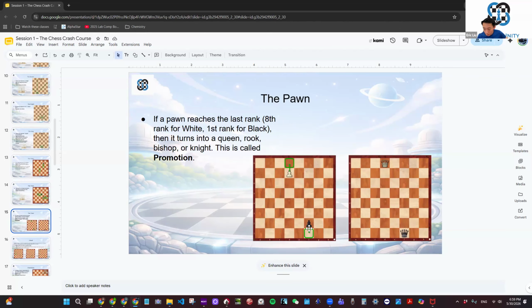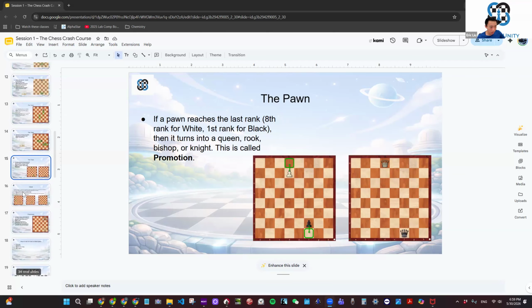And similarly, for the black pawn, if it's on the 2nd rank and moves to the 1st rank, it can turn into a queen, a rook, a bishop, or a knight. Okay? So this is a very interesting rule. So, that's how the pawn works. The pawn has a lot of rules, but that's okay.